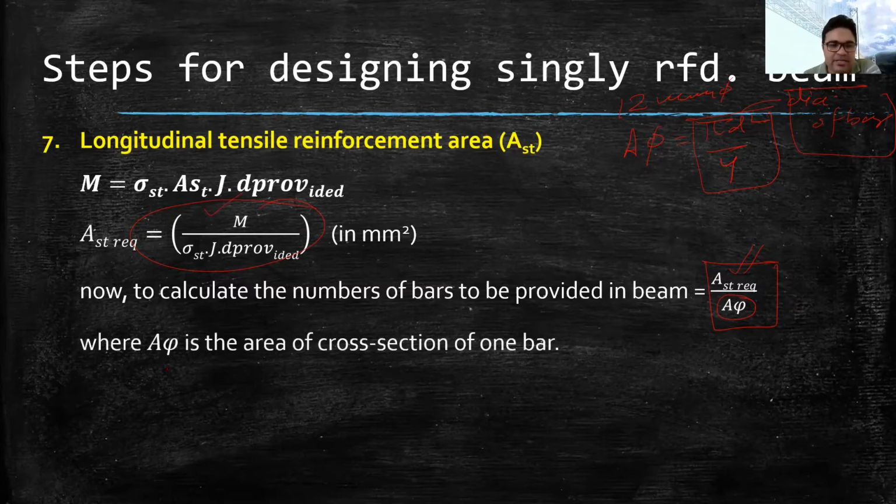As I have written here, A phi is the area of cross section of one bar. So this is how we find out the number of bars required to resist the required bending moment.